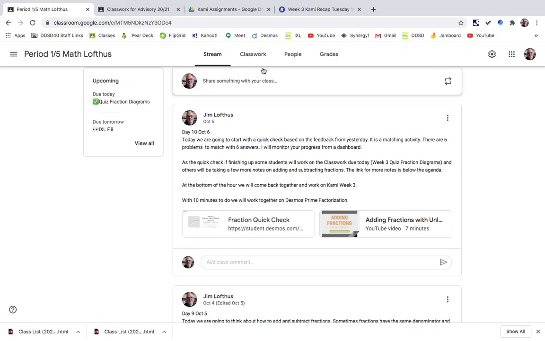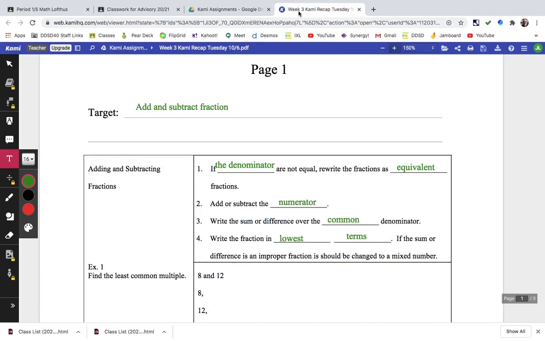needed help, or you needed more notes, more information about adding or subtracting fractions, then you went to this link and took some more notes. That's about 7 minutes, but maybe you stopped a few times, so that maybe took about 10 minutes. And then we finished by working on the CAMI week 3, which is what we're going to do right now.